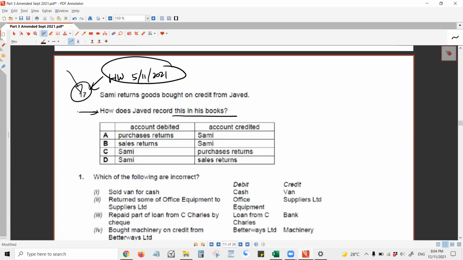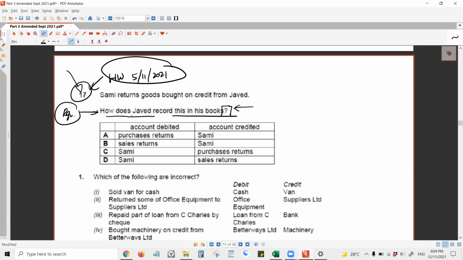So I call this the requirement sentence. Why? Because it is this question that asks you what to do. It's the sentence with the question mark, so I call it the requirement sentence. Always read the requirement sentence first to find out what you need to do.